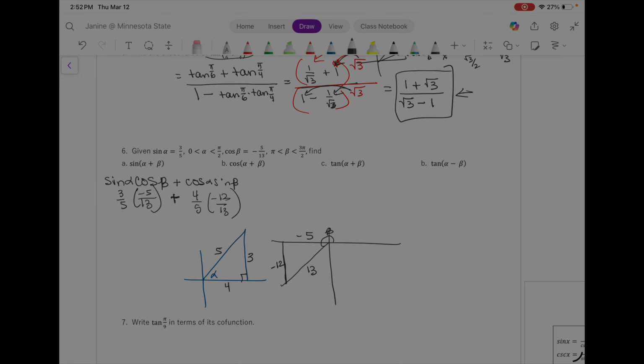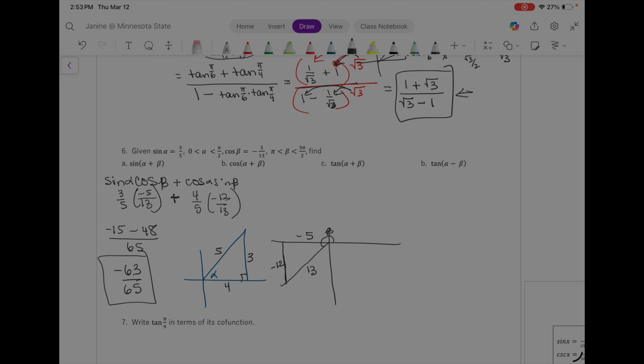Okay, so I get a negative 15 over 65 plus a negative 48 over 65. So I can rewrite it like so and clean it up. Negative 63 over 65 will be the answer there. Okay, let's go to the next one.